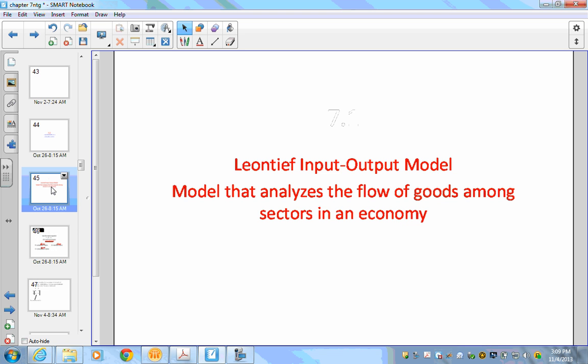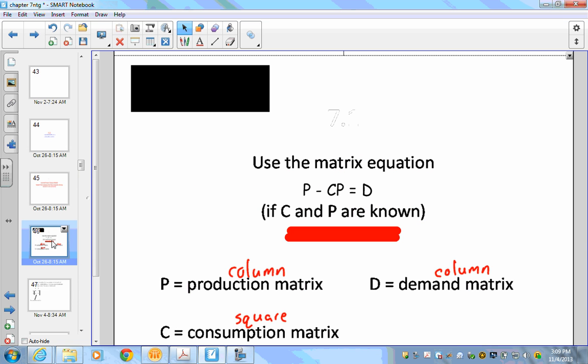All right, remember the input-output model. It's a model that analyzes the flow of goods among sectors in an economy. So our first formula that I want you to be responsible for is this right here. Remember to pause the video to write this down so you can stay with us here.